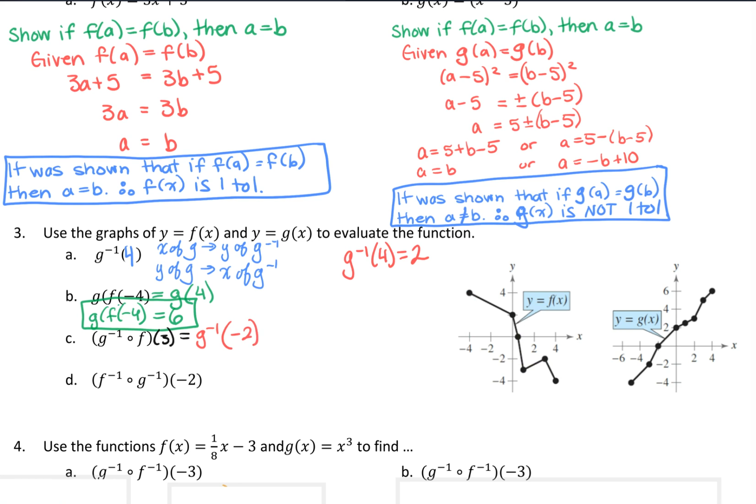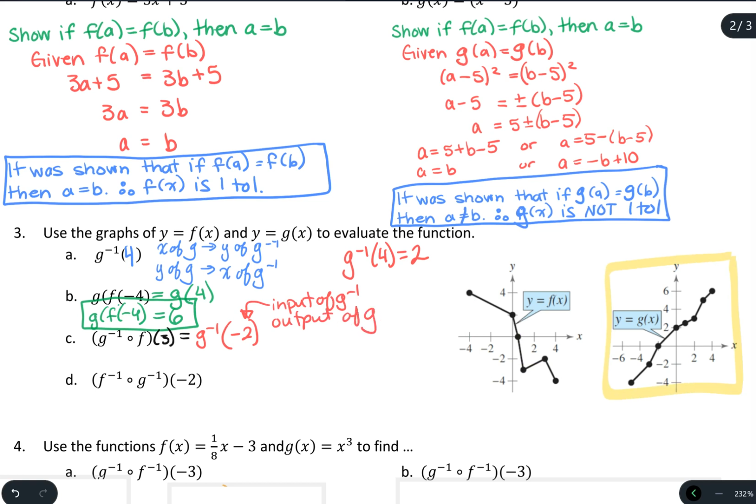And then again, g inverse of negative 2, this value is the input of g inverse, which means it was the output of g. So on the g graph, I'm looking for an output of negative 2. So that's down here. Output of negative 2 looks like it gives me a value of negative 3. And so that means that g inverse of f of 3 is negative 3.